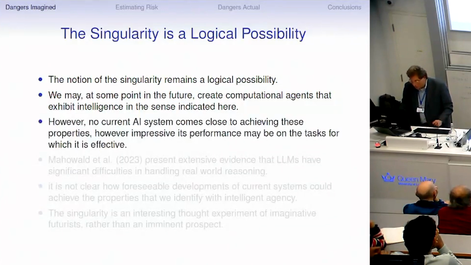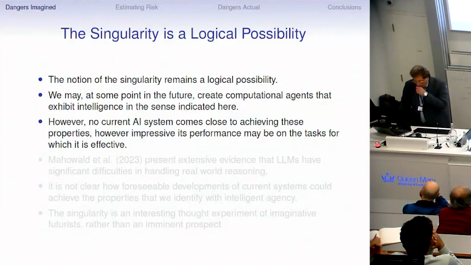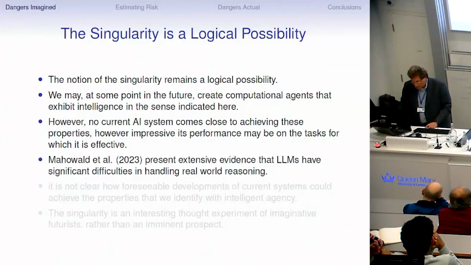However, and this is a crucial point, no current AI system comes anywhere close to achieving these properties. Nowhere close, regardless of what you read. I mean, we've already discussed large language models, and it's clear why they don't satisfy this. Their performance on particular tasks is very impressive. They're not capable of crucial kinds of inferencing, which would be part of some of the markers that are identified as ingredients of general intelligence.